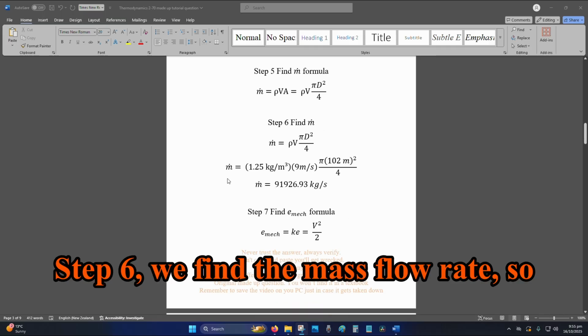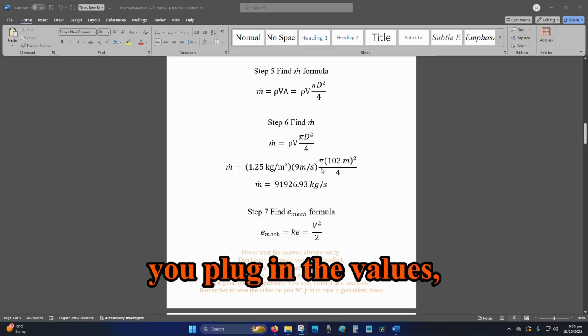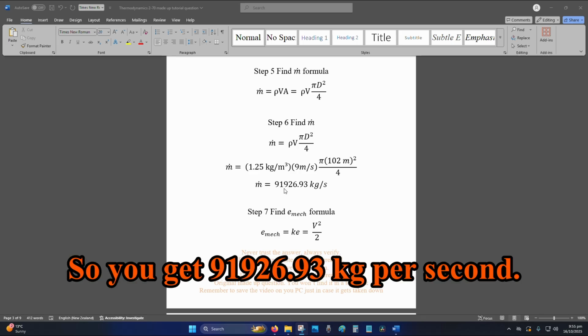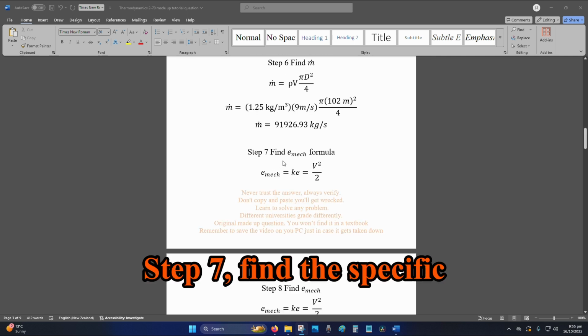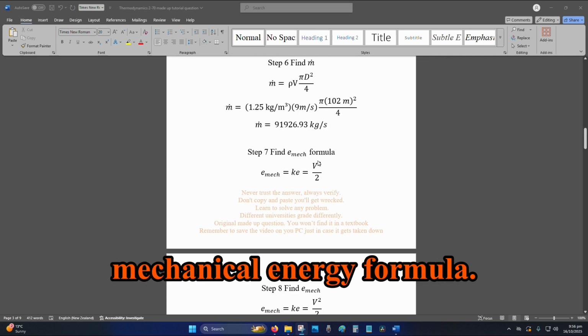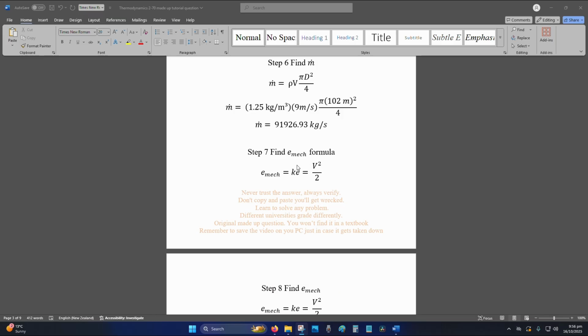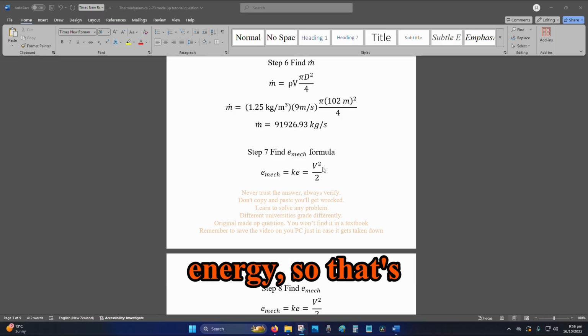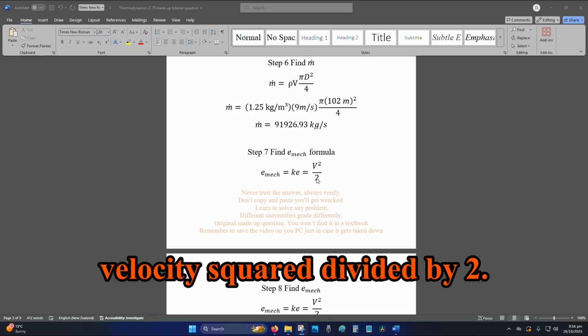Step 6, we find the mass flow rate, so you plug in the values. All of these are given. So you get 91,926.93 kilograms per second. Step 7, find the specific mechanical energy formula. In this case, it will be the kinetic energy. So that's velocity squared divided by 2.